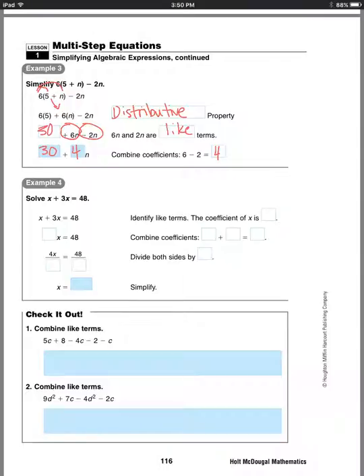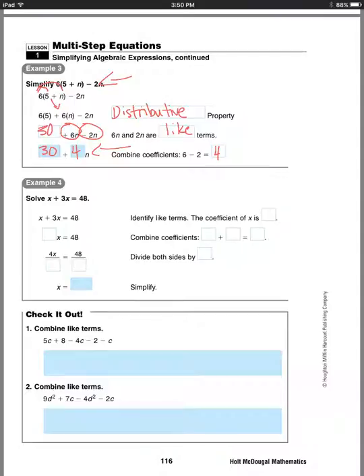And equivalent expressions at the beginning, this and this are equivalent expressions because we have simplified the first one down to 30 plus 4n. Same exact thing as the first one. The first one's just big and confusing.